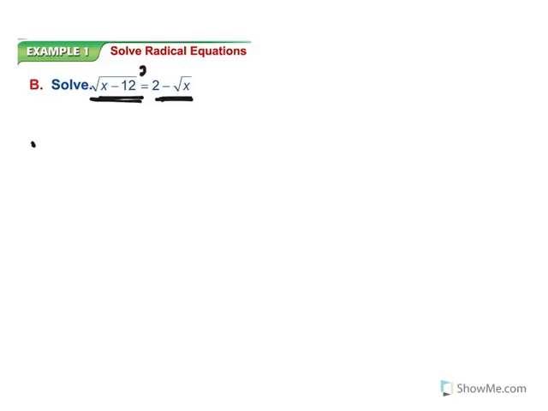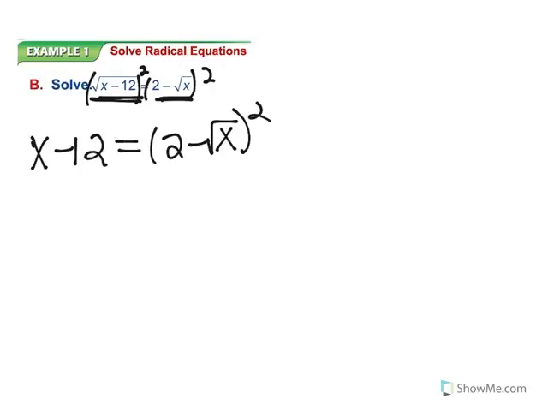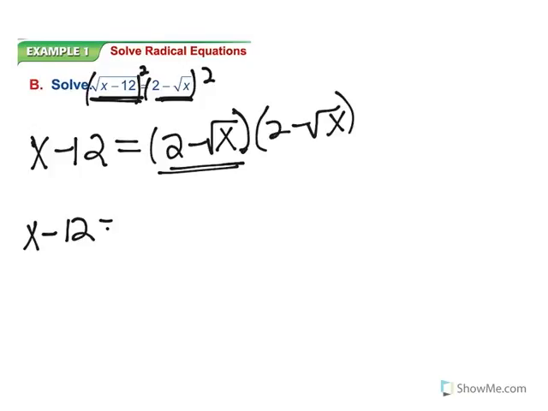When we square both sides, we're going to get x minus 12 equals 2 minus the square root of x, squared. So we have to FOIL this out. We're going to have x minus 12 equals, instead of writing the squared here, I'm just going to write it out twice, 2 minus the square root of x.